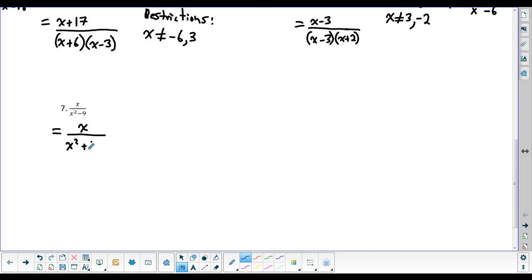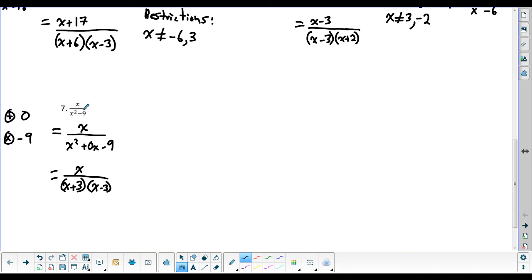as 0x minus 9. So we need two numbers that add to 0 and multiply to negative 9. And you can think about that for a minute. And that would just be positive 3 and negative 3. So x plus 3, x minus 3.